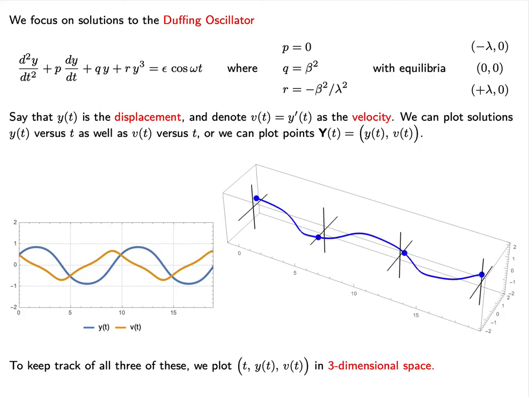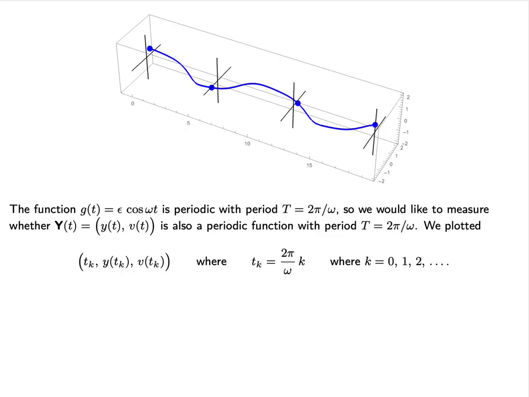Actually, we're interested to keep track of all three of these at the same time. So to do this, we're now going to take a look at plots in three-dimensional space. That is, we have the time axis t, the displacement axis y, and the velocity axis v. Remember that the forcing function g of t is in the form epsilon times cosine omega t. This is a periodic forcing that has period capital T, which is 2 pi divided by omega. Remember that omega here is just the forcing frequency.